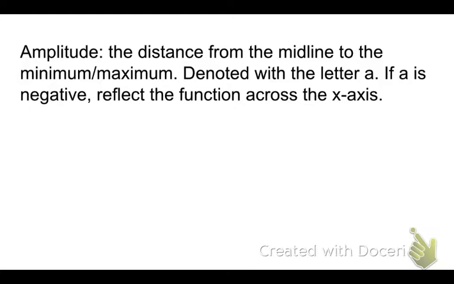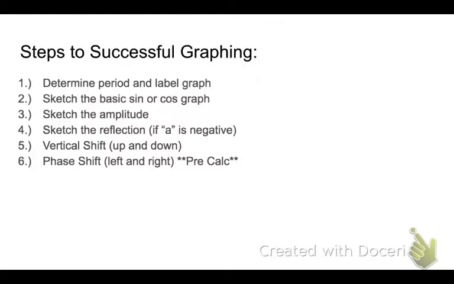When you are graphing, there are actually steps to successful graphing. The first step is to determine the period or your length of one cycle and label the graph accordingly. The second step is to sketch a basic sine or cosine graph. And we always want to start with that basic graph, like I showed you on Desmos in red, to give us an idea of where we're starting and where the points are going to move to.